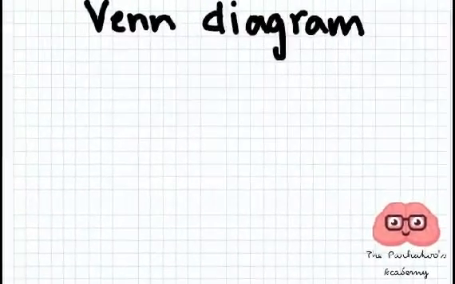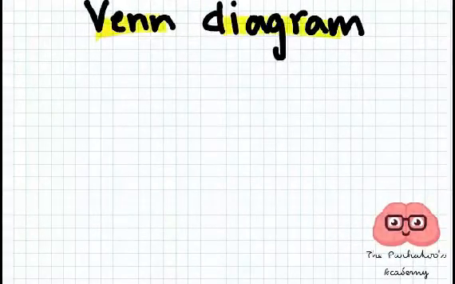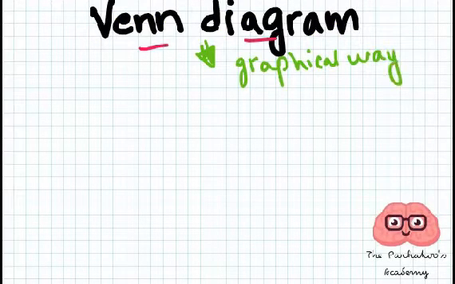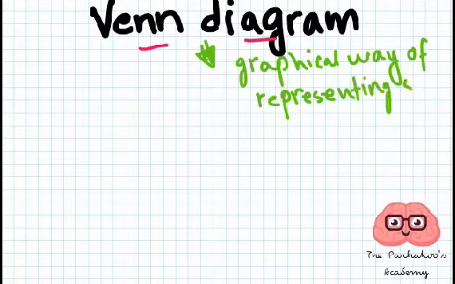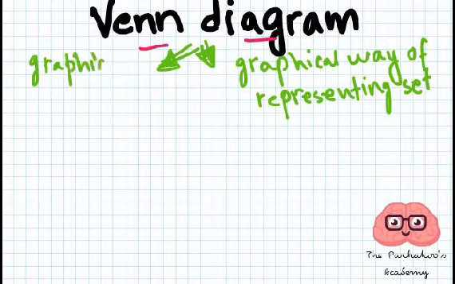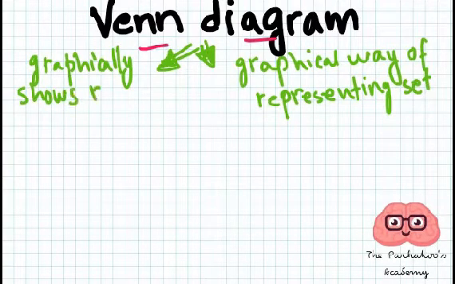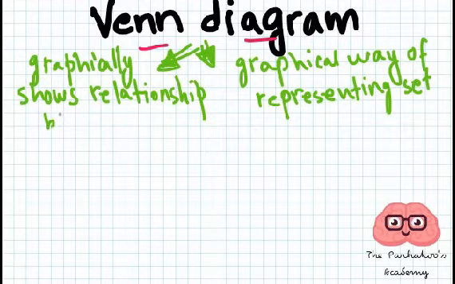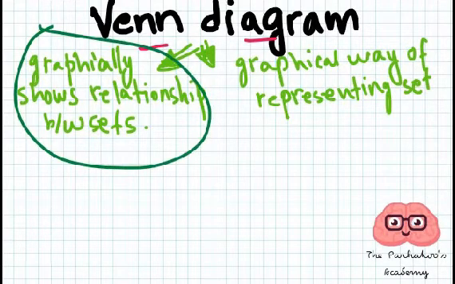In this video, we are going to discuss Venn diagrams. A Venn diagram is basically a graphical method of representing sets, or it graphically shows the relationship between sets. So this is the main use of the Venn diagram. Okay, so let's see how we do it.